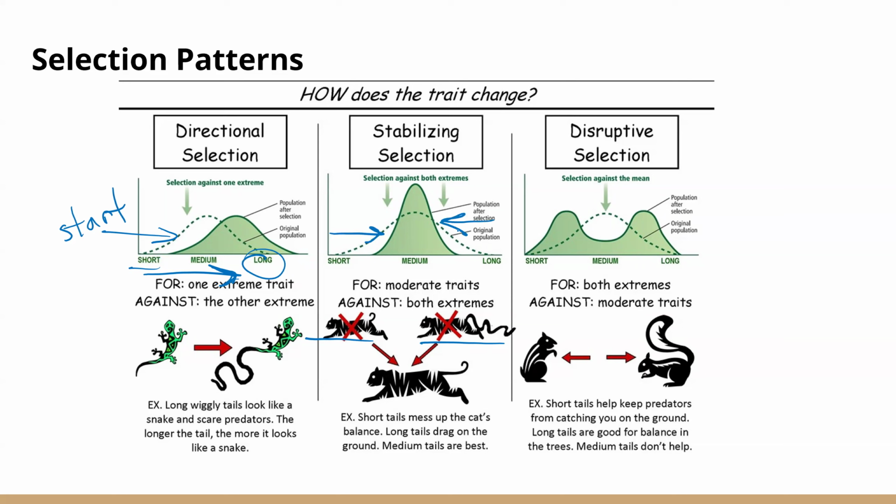Or we can have disruptive selection where the medium, so for example, there's something good about short, there's something good about long tails. The medium aren't particularly helpful. So we see the extremes are selected for. And you should be able to analyze a graph and look at an original population and a population that has changed over time and explain if it's directional, stabilizing, or disruptive. Okay, the next part we're going to go into is population evolution, and we're going to look at Hardy-Weinberg to start with, but that takes care of natural selection.